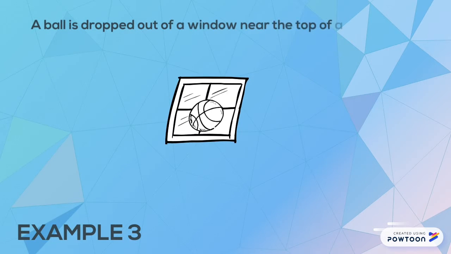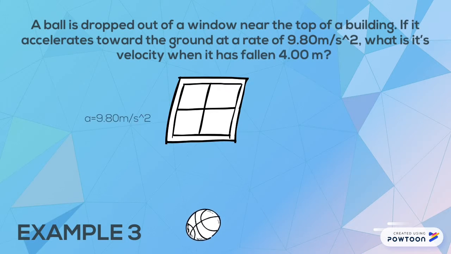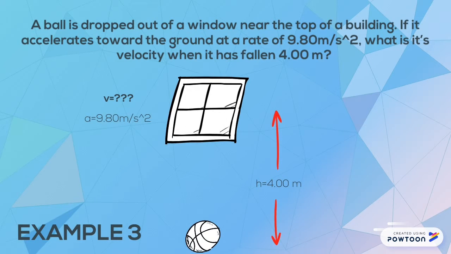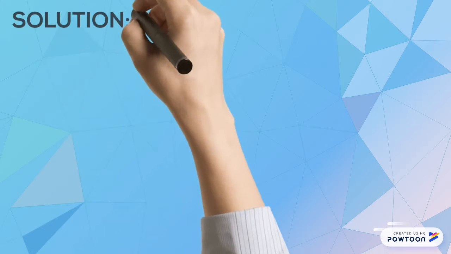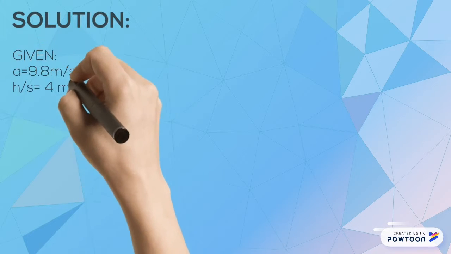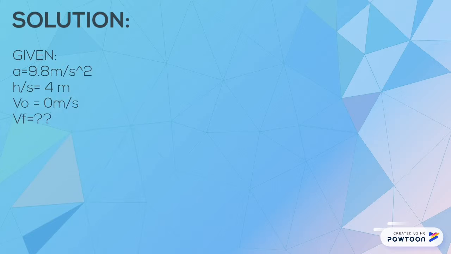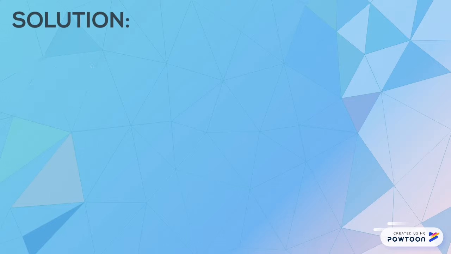Okay, a ball is dropped out of a window near the top of a building. The acceleration here is 9.8 meters per second squared, and the height of that building is 4 meters. And the question is, what is its velocity? Let's list first all the givens. Acceleration is 9.8 meters per second squared. Height or the distance of the building from the window to the ground is 4 meters. Its starting velocity is automatically 0. What is the final velocity?